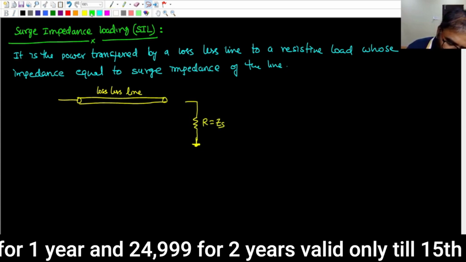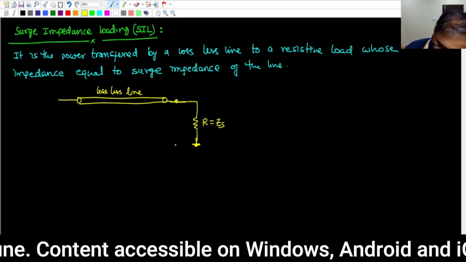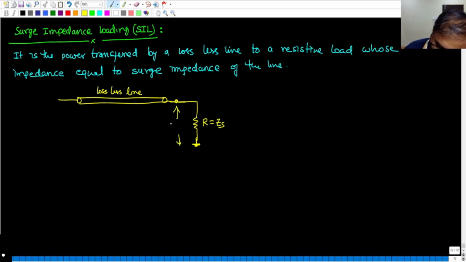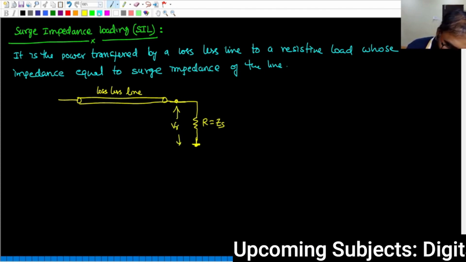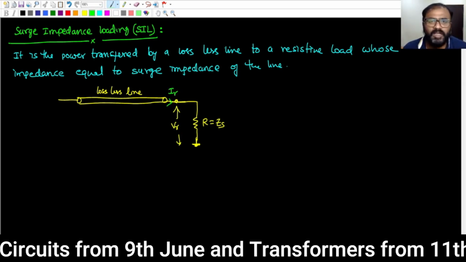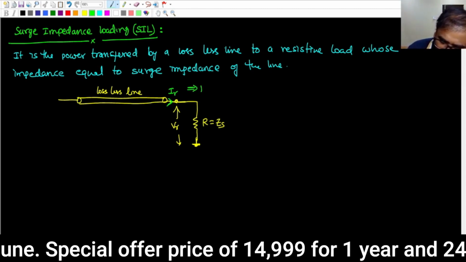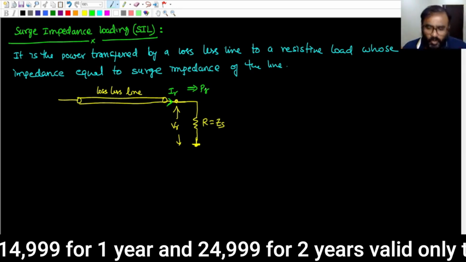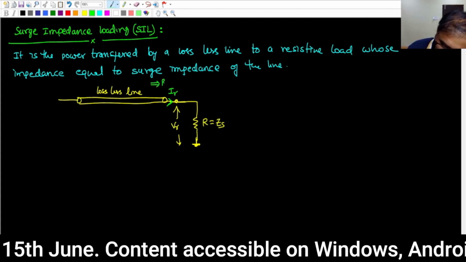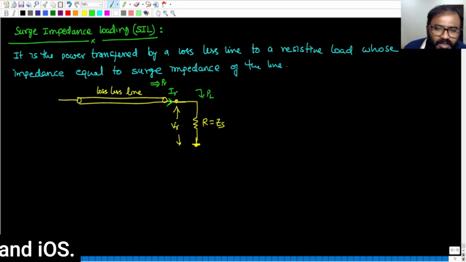And one more important thing is that under this condition, whatever power we are transferring to the load is called surge impedance loading. The voltage across the load is VR, and the current at the receiving end is IR. Now this is the circuit for surge impedance loading. The power at the receiving end is PR, and the power drawn by the load is PL. Both are the same because we are not providing any compensation here.